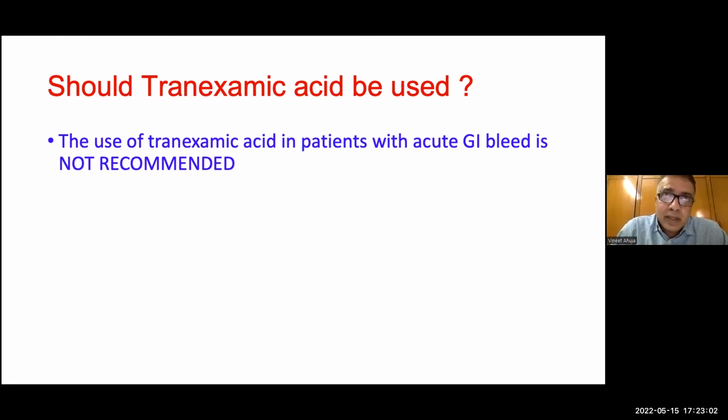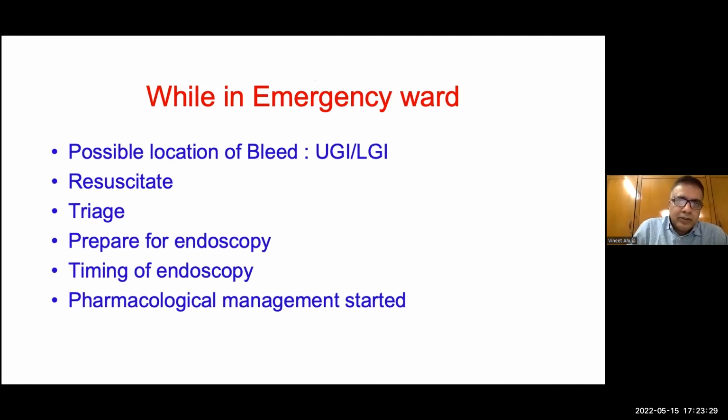Tranexamic acid is very popular. Do you think tranexamic acid should be given in every case of upper GI bleed? I think this question has been answered very well with the recent HALT-IT trial, which clearly showed that use of tranexamic acid in patients with acute GI bleed is not recommended. It does not provide any survival benefit. On the other hand, it may lead to increased risk of thromboembolism. So this is a very clear-cut message.